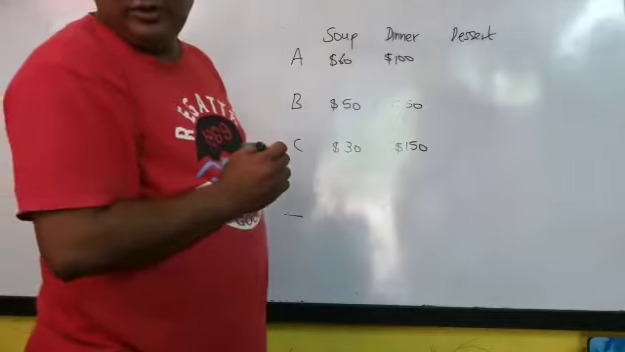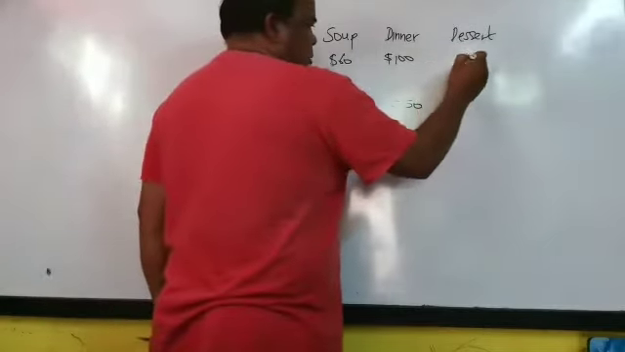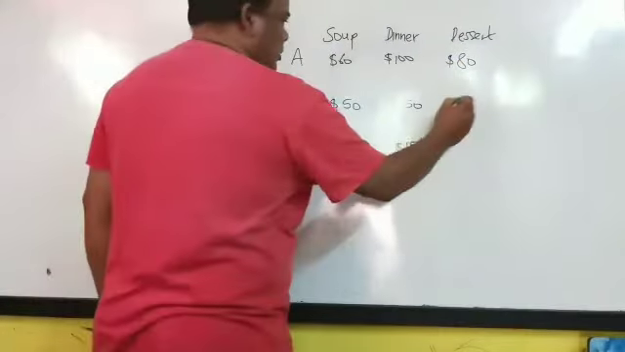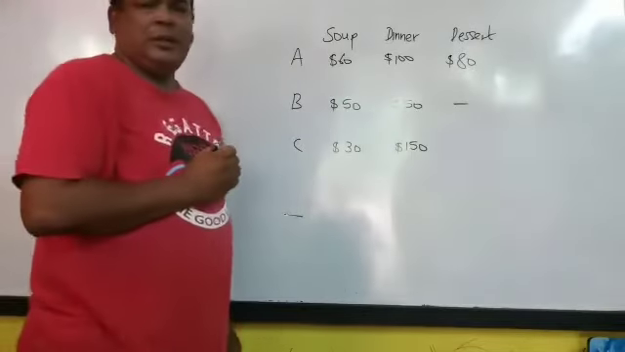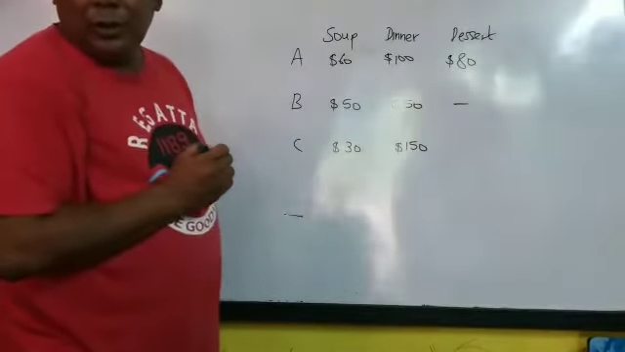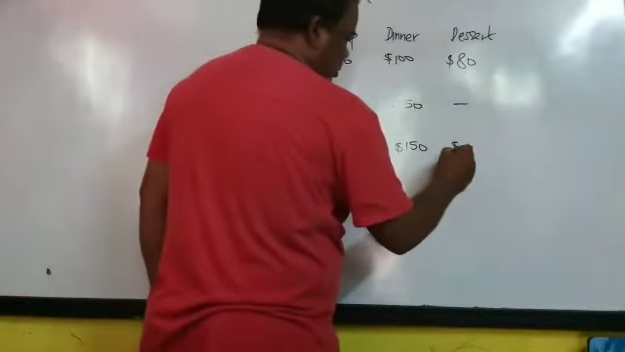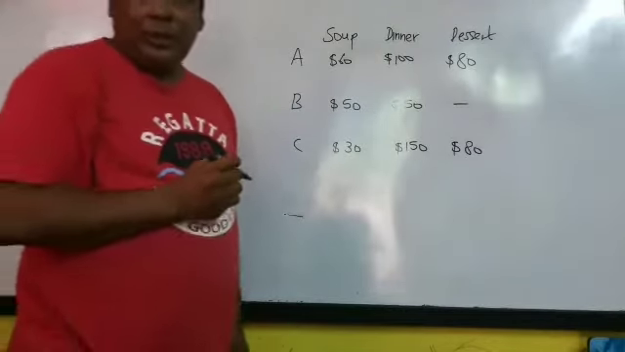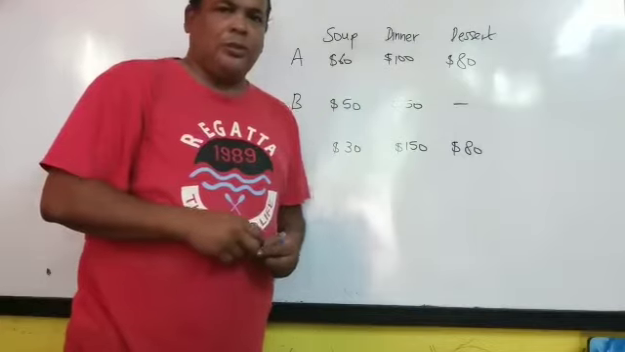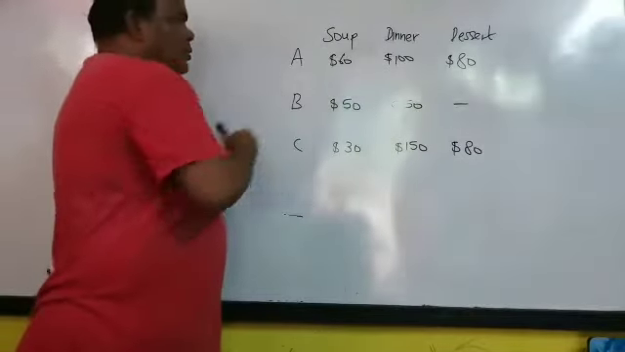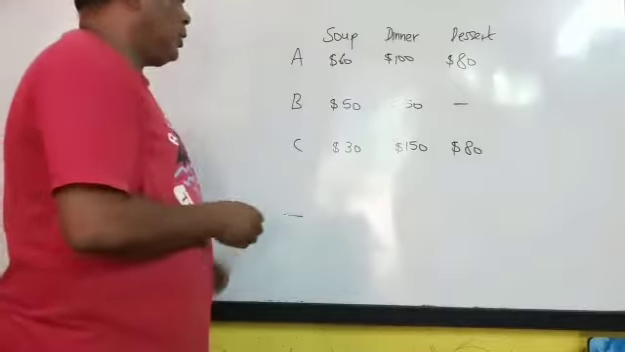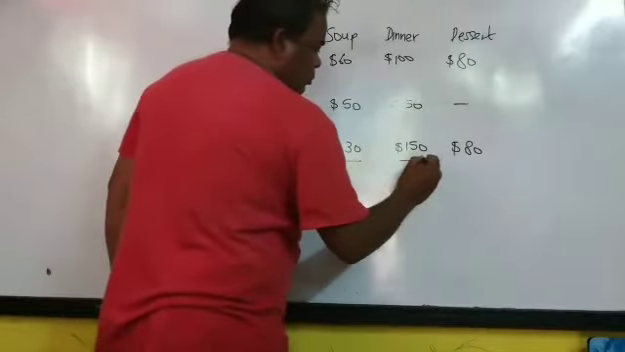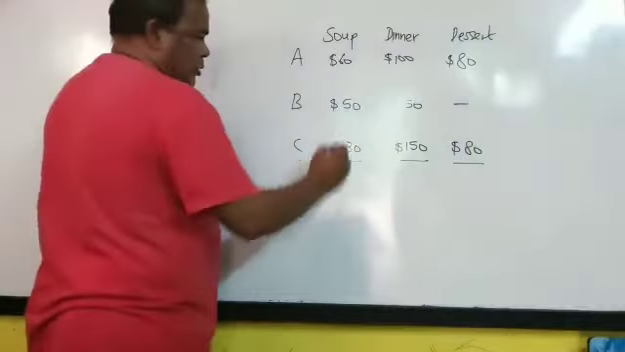Dessert, A ordered an ice cream costing $80. B has a throat infection. He does not order any dessert ice cream. And C ordered ice cream costing $80. So, after the examination, they decided to go to a restaurant, and these are the soup, dinner, dessert that they ordered at the restaurant. So now, the waiter will bring the bill, so they have to pay.